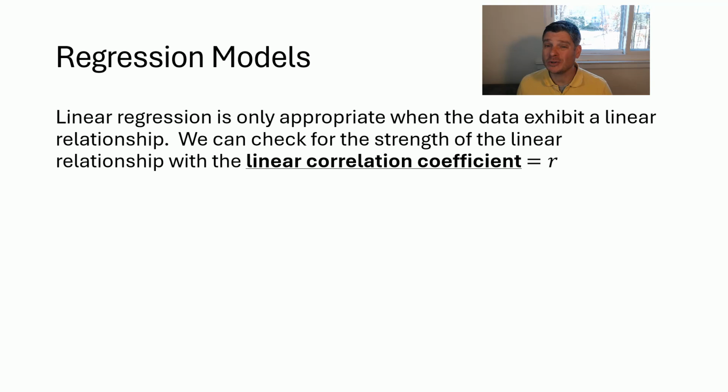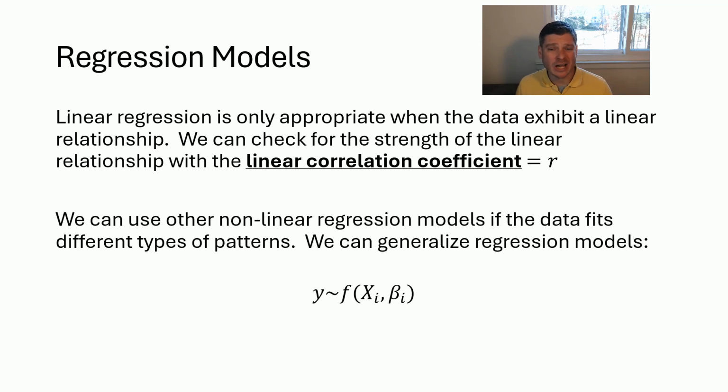Now, linear regression, though, is only going to be appropriate when our data is actually in a linear pattern. We can check for the strength of our linear pattern, or our linear relationship, with our linear correlation coefficient R. But we can use other non-linear regression models if our data fits other patterns. So there's other regression models like polynomial regression or exponential regression, and then other ones besides that as well.